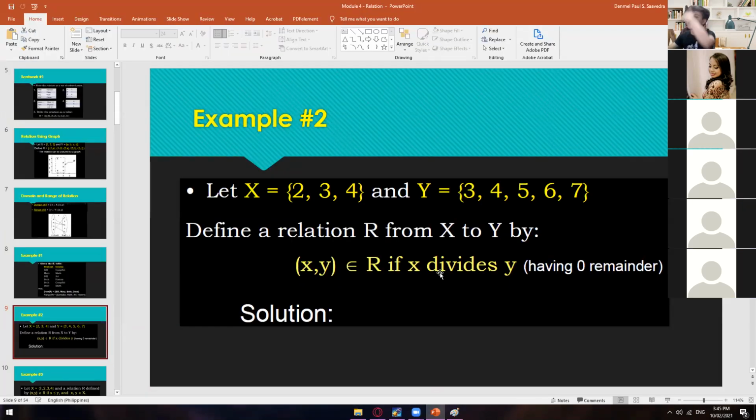Anyone who can answer this one? Is this x divided by y or y divided by x? Y divided by X, sir. How about the others? Do you guys agree with Mr. Lapsan?